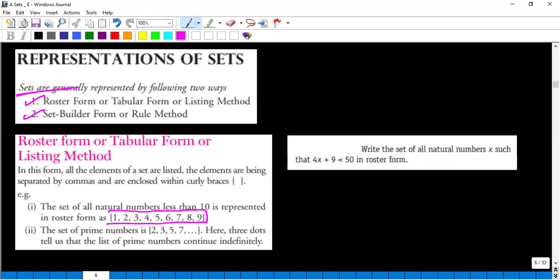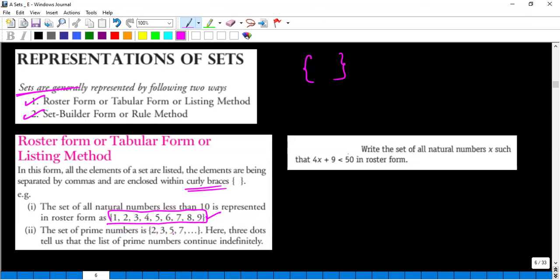I am writing all elements, each and every element based on this condition, inside the flower brackets or curly brackets, whatever, curly braces. Inside this, we will write all elements. This particular method is known as roster form or tabular form or listing method. That means we will list out all elements, whatever is there. Then set of prime numbers 2, 3, 5, 7, and so on. Where it will end, we don't know.